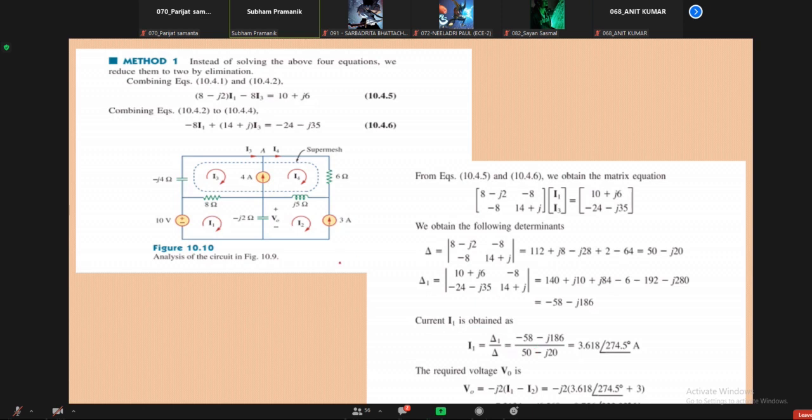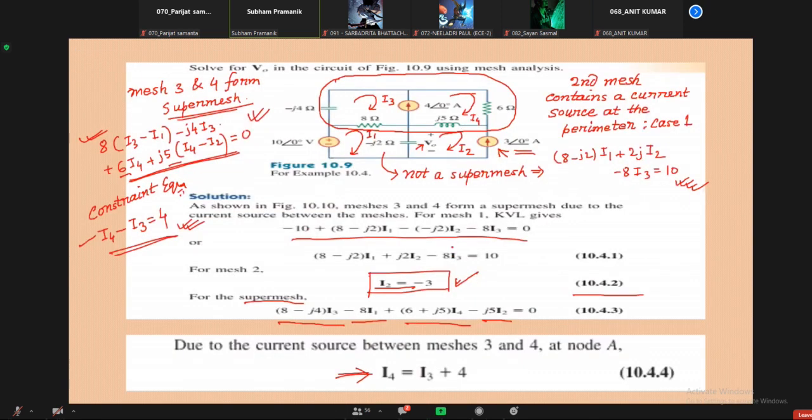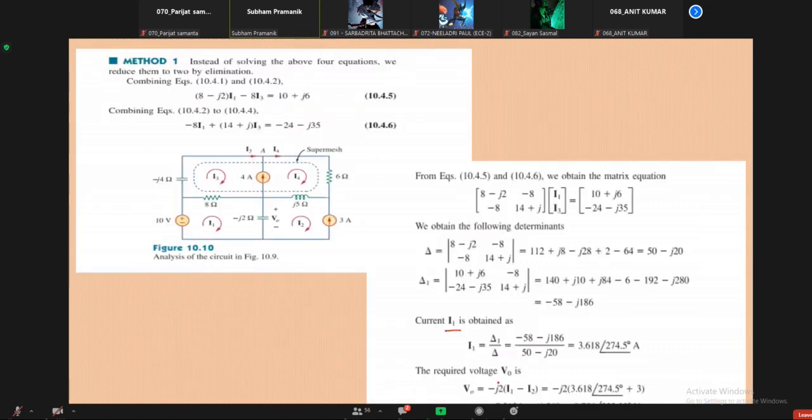See, here finally I1 has been obtained. I2 is already known. If you remember, I2 is already known. So V0 has been obtained in this way. V0, if you see, is the voltage across the capacitor. So I1 minus I2, multiplied by minus j2, that should be the voltage, right?